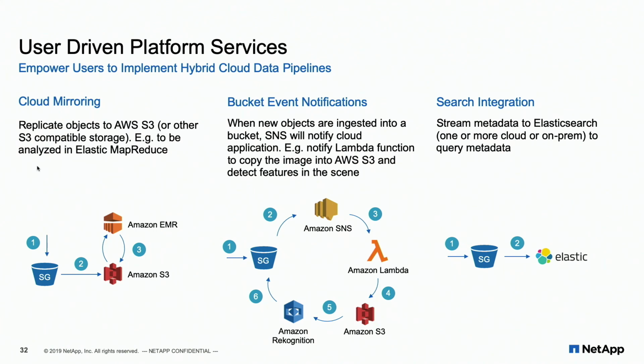The other thing we can do is invoke serverless functions with SNS against data that's in StorageGRID. So I don't have to use storage in Amazon. I can just create a policy that allows a Lambda function to read my object.